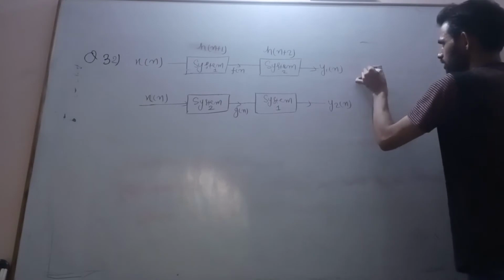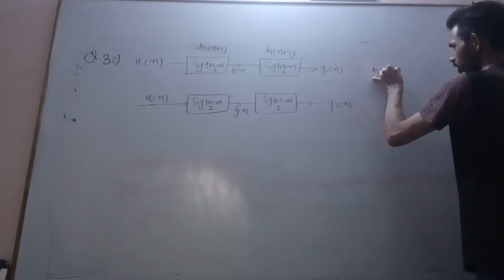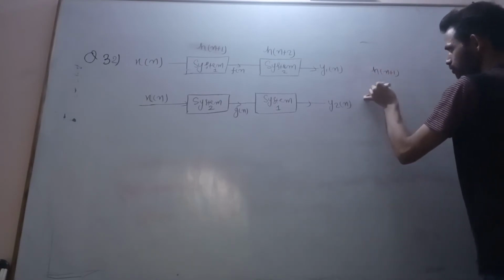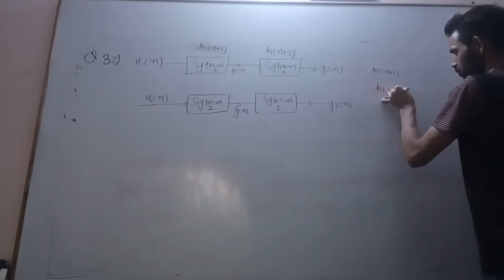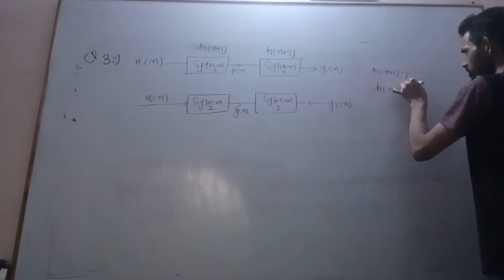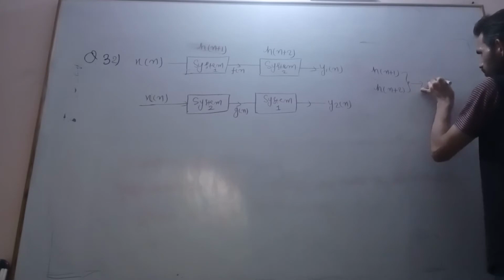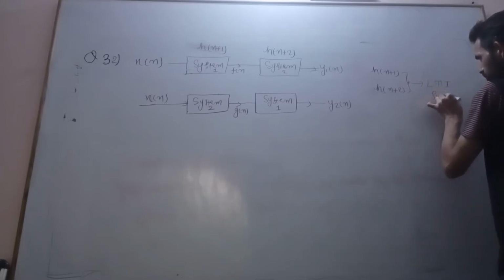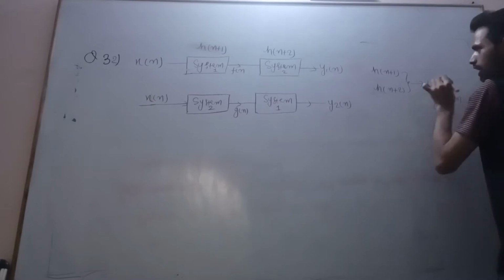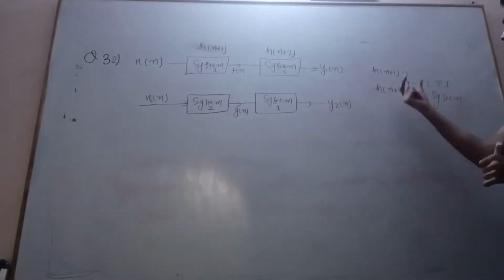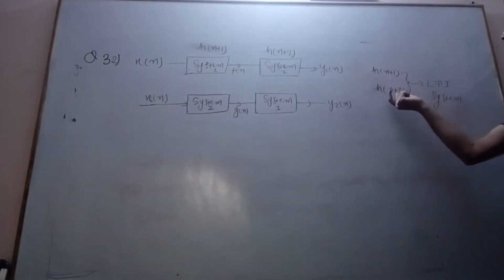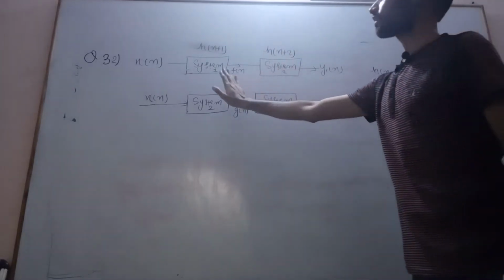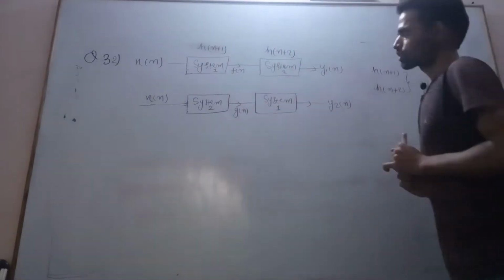So both h of n plus 1 and h of n plus 2 are LTI systems. Now see here.